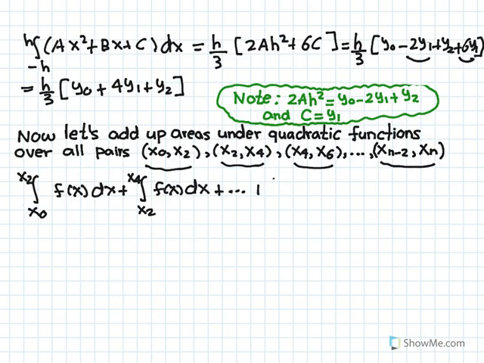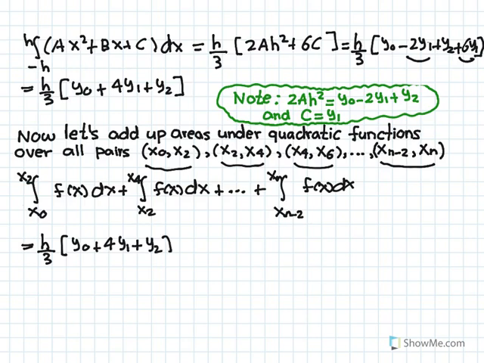plus the integral from xn minus 2 to xn of f of x dx. Now we show that the area under the first quadratic is h over 3 times y0 plus 4y1 plus y2. Similarly, under the second quadratic, the area will be h over 3 times y2 plus 4y3 plus y4.